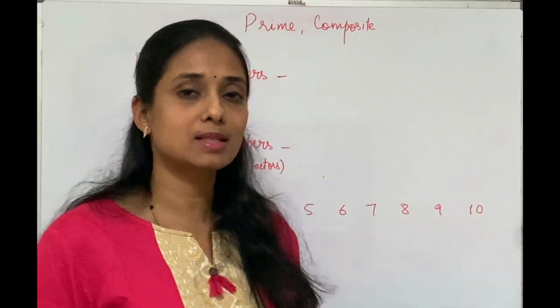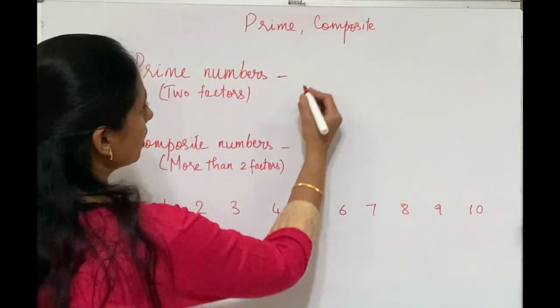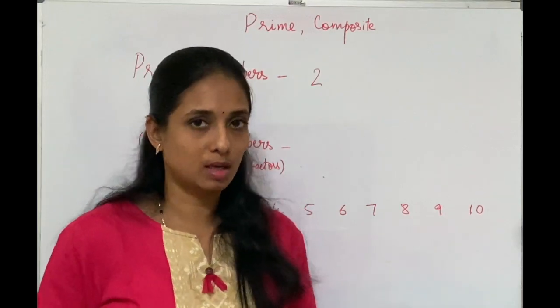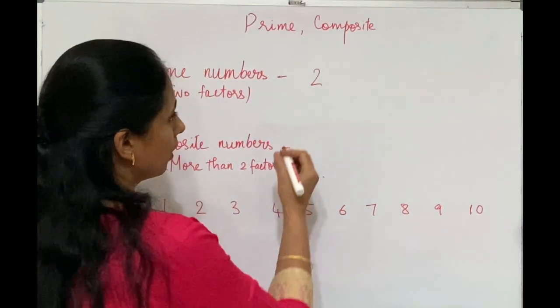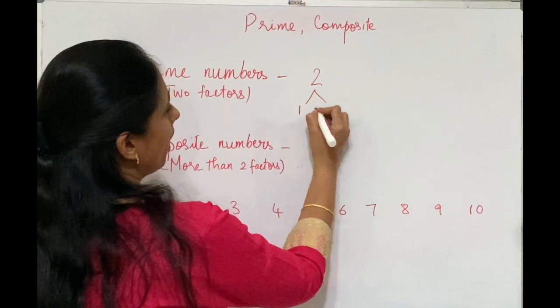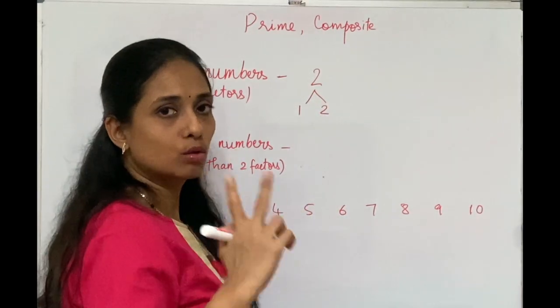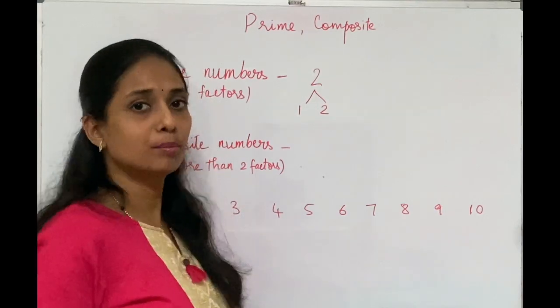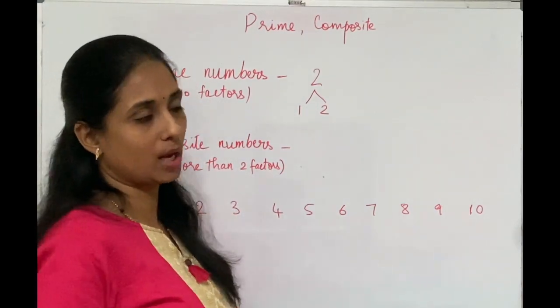What is the smallest prime number? That is 2. Just because it is an even number, it doesn't mean it is a composite number. It has only 2 factors. What are the 2 factors of 2? 1 and 2. Okay, so it has only 2 factors. So 2 is a prime number. It is the only even prime number and it is the smallest prime number.